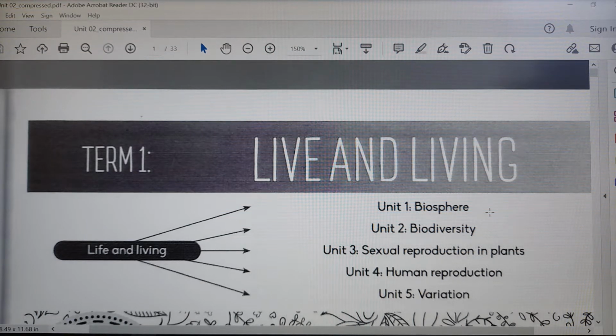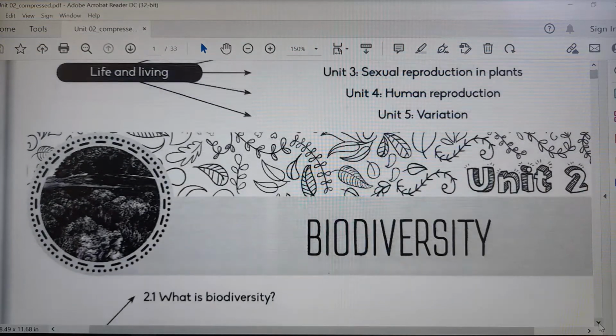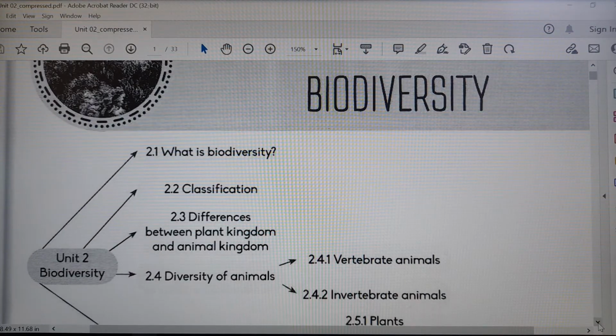Good day. We are continuing with life and living, and we have completed unit number 1 on biosphere. Today we are starting unit number 2 on biodiversity. Remember, for term 1 we will cover 5 units of life and living, and today we are starting with the second unit, that is biodiversity.